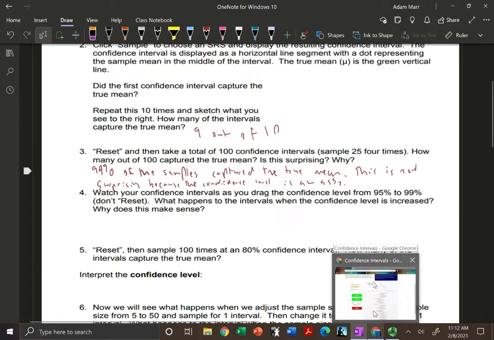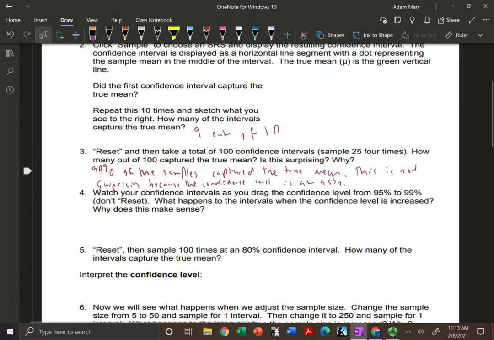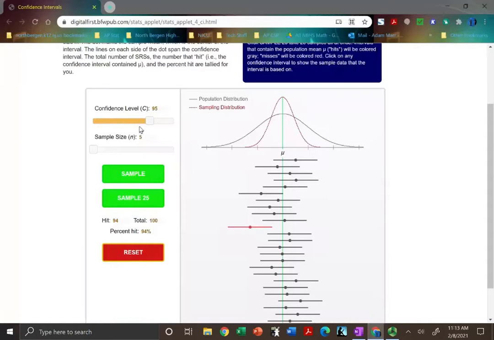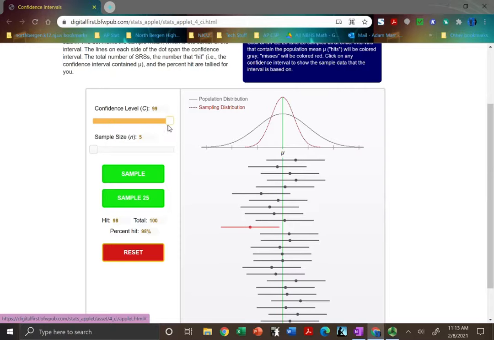Okay, so we're going to change from 95 to 99, and we want to look at the intervals right here. So let's go and do that. 95, 97. What's happening right here? So we're at 95 right here. Now we're going up, up. So it looks like right here, as we raise the confidence level, the confidence interval increases. We would call that in an algebra sense direct variation. As I increase the confidence level, the confidence interval increases, right?